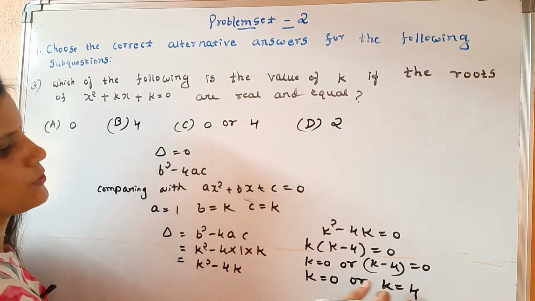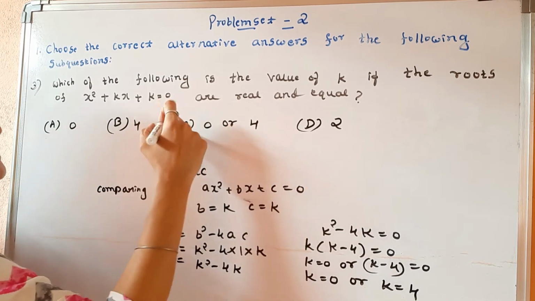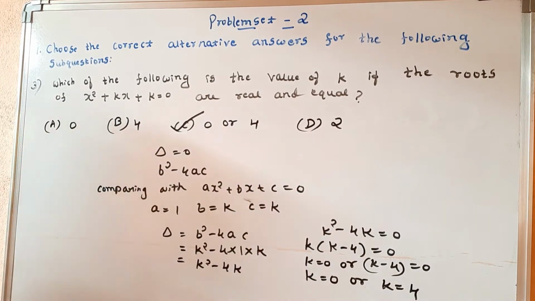So we'll get option 0 or 4. Where is that option? Option number C. So this is the answer. We'll move to the next sum.